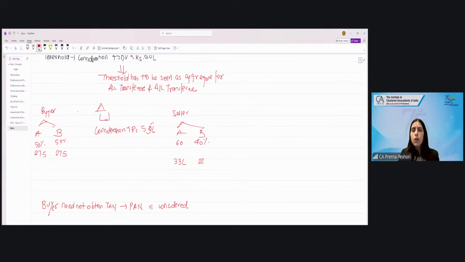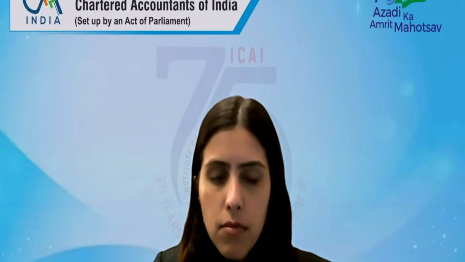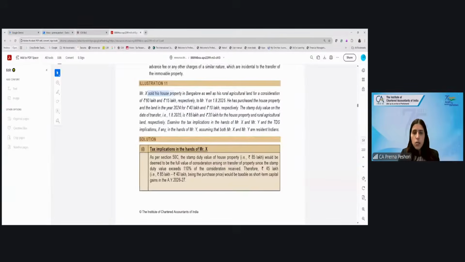Okay. Let us solve a question from the module on this. Mr. X sold his house property in Bangalore as well as rural agricultural land for a consideration of 60 and 15 lakh respectively to Mr. Y. He has purchased the house property and the land in the year 2024 for 40 and 10 lakh respectively. Stamp duty value on the date of transfer is 85 lakh and 20 lakh for the house property and rural agricultural land respectively. Examine the tax implication in the hands of Mr. X and Mr. Y and TDS implication, if any, in the hands of Y, assuming both are resident Indian.